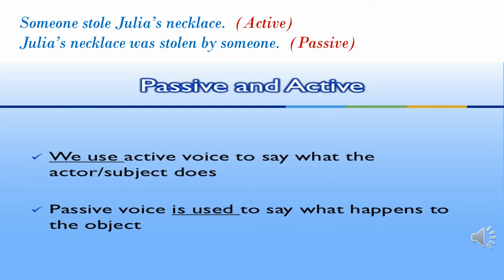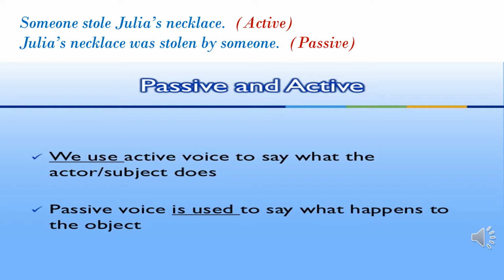First of all, when it comes to the first sentence, someone stole Julia's necklace, it is written in the active voice. And in that sentence, my focus is on the doer of the action. That's why I started my sentence here with the subject or the doer of the action, and I said, someone stole Julia's necklace.